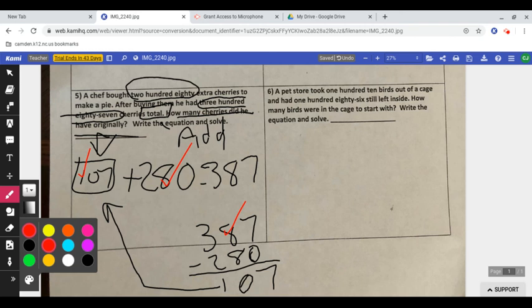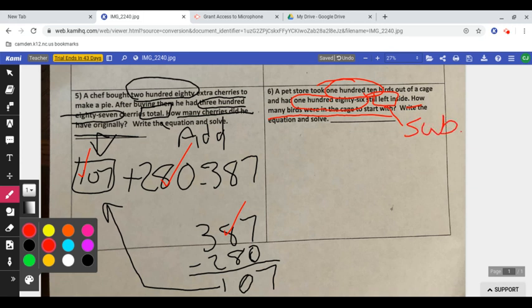Number 6. A pet store took 110 birds out of a cage and had 187 still left inside. How many birds were in the cage to start with? Write the equation and solve. So I'm going to circle my key numbers, which are 110 and 187. I'm going to underline my question. How many birds were in the cage to start with? I'm going to box in my action word, which is left, which means you need to subtract.